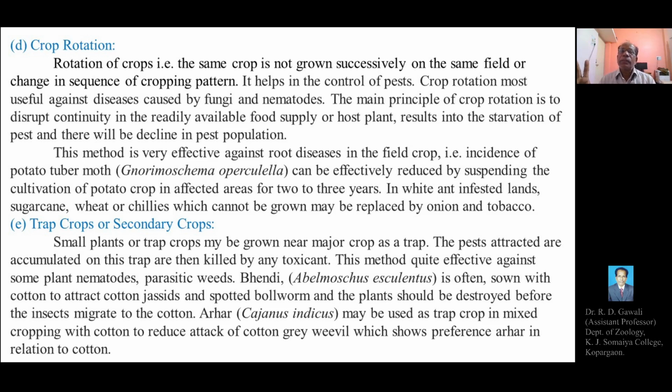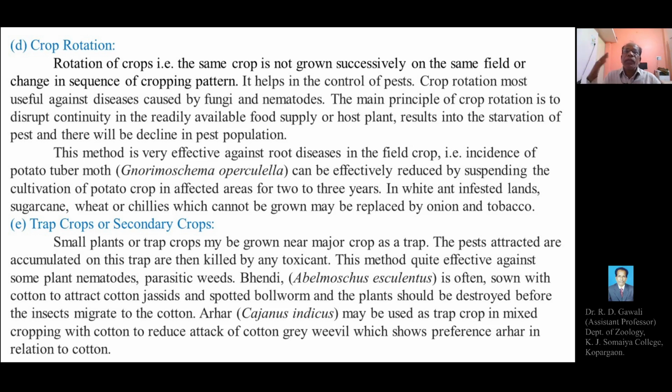The main purpose of the crop rotation is to disrupt or interrupt the continuity in the readily available food supply or host plants to the pest. And this results in the starvation of the pest, and there will be a decline in the pest population, simply due to the lack of proper food for the pest. So this will break the food chain.